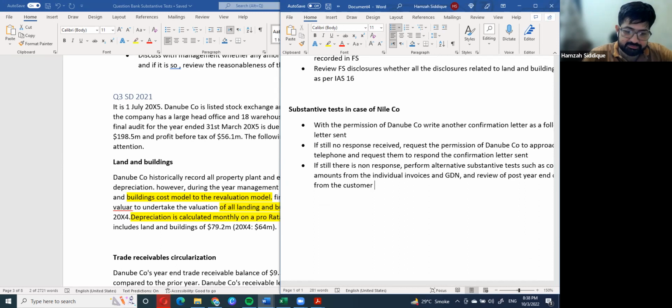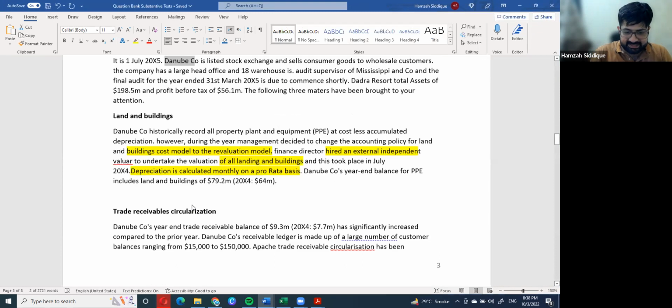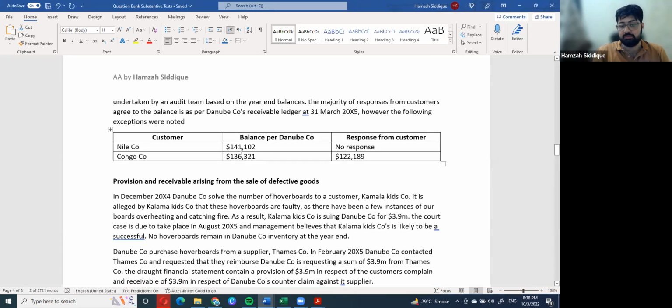Now, let us proceed further. The second case is exception, meaning the balance as per D company's records is one thing, but the customer says, no, I have to pay this. What can be the reason? You will tell me. Tell me, please. This exception, what can be the reason? Exactly, cash in transit or goods in transit. There might be some dispute. Exactly, or misposting in the accounts.